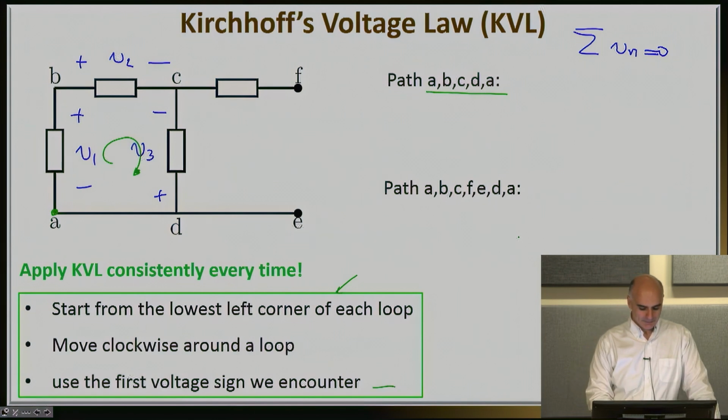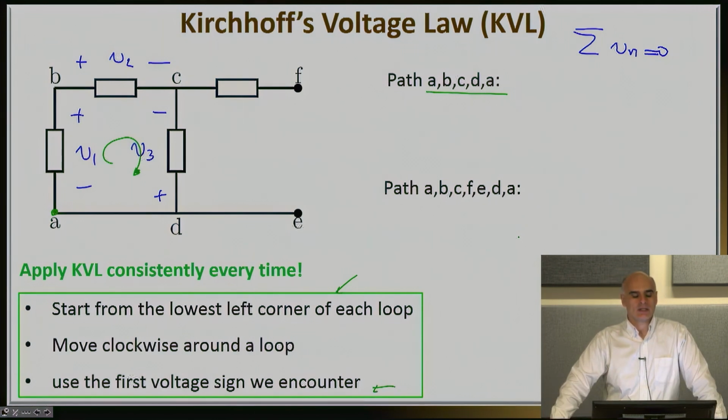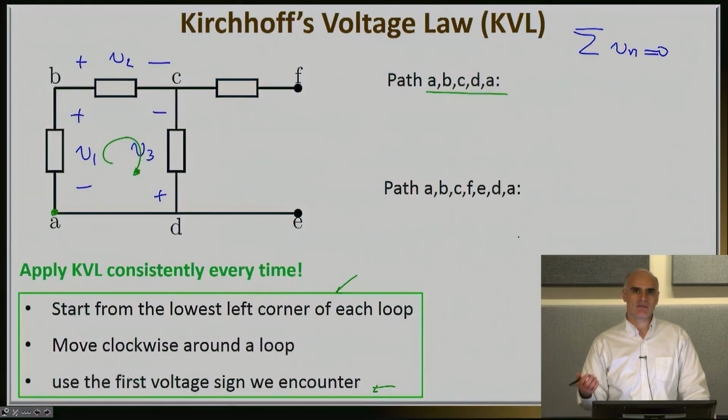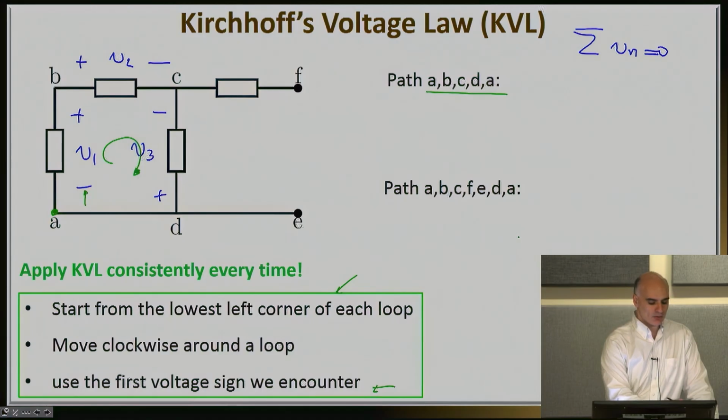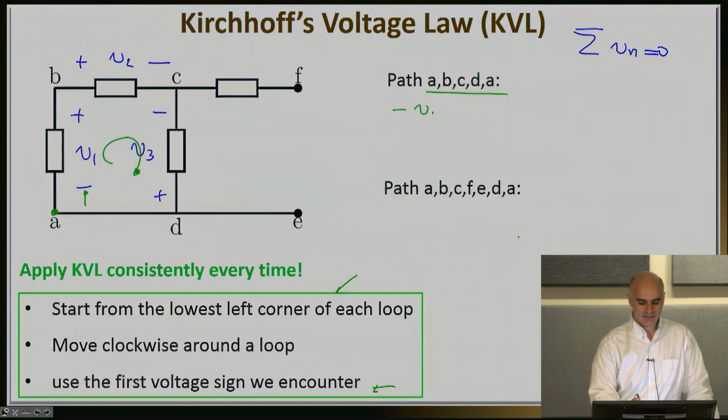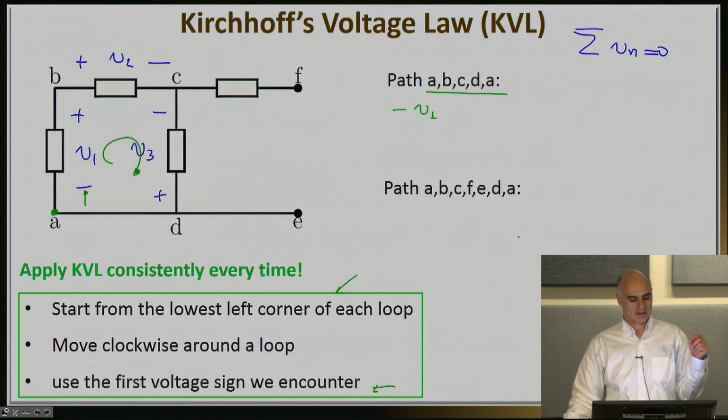Step number 3, down here, always start with the first voltage sign that you see. When you move along the closed path, for example, in my case, I'm moving from point A towards point B, I will always see a voltage sign. It will be either minus or plus. In this case, it will be minus. So that means when I account for the voltage drop across the branch AB, I will basically write it as negative V1 because the sign is negative in the direction I'm moving. The first sign I encounter is negative.